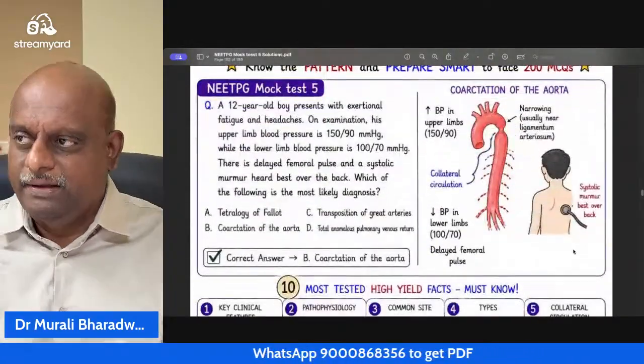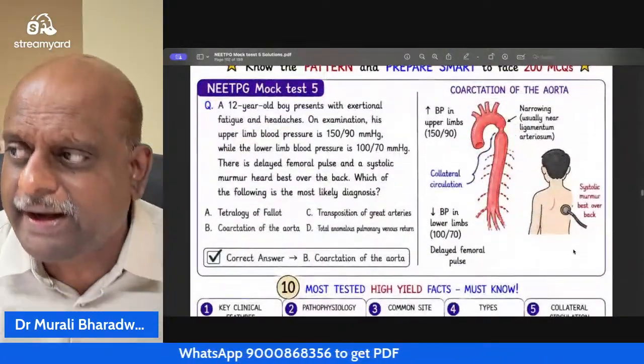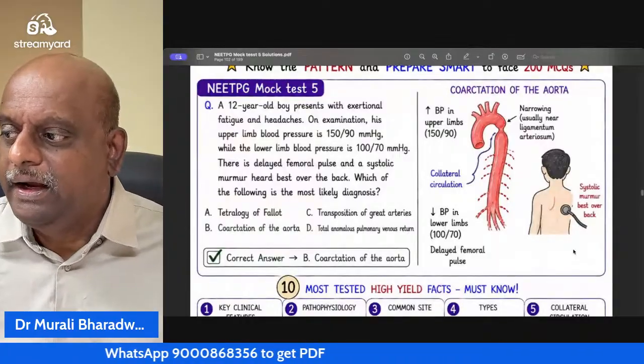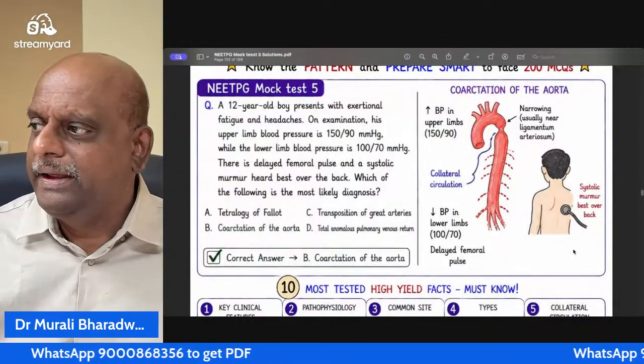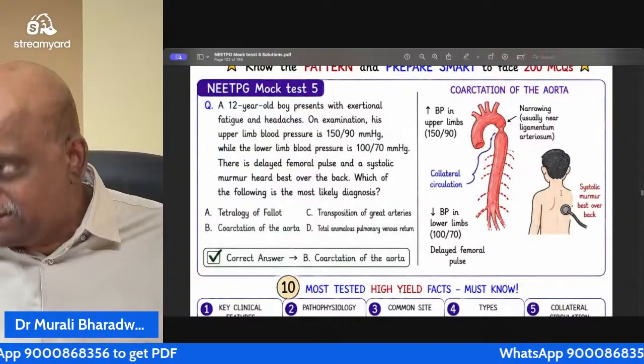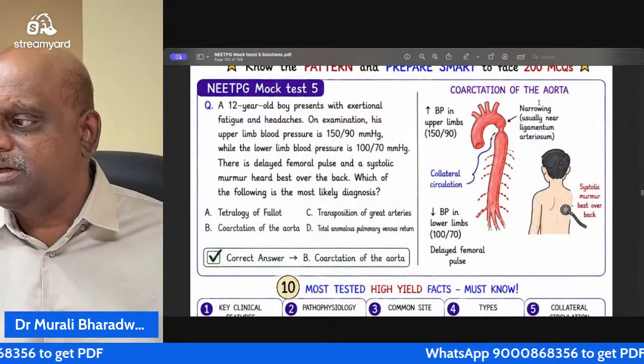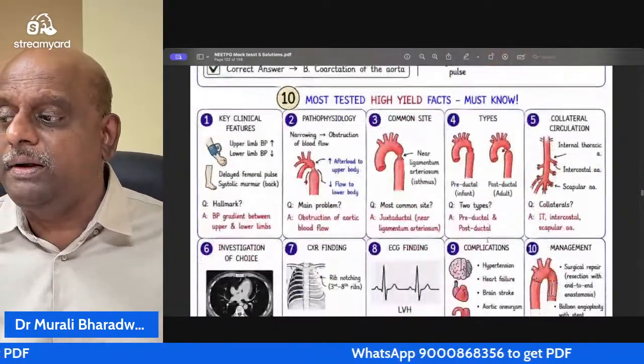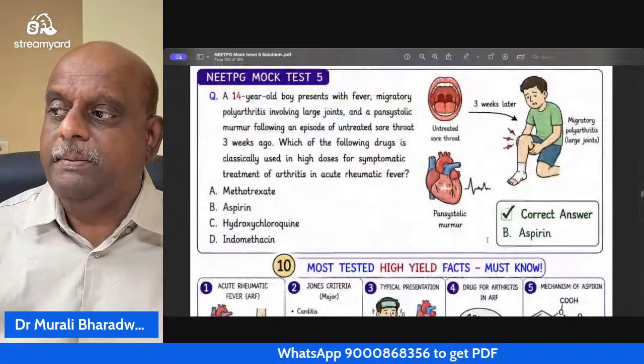A 12-year-old boy with exertional fatigue and headache typically is coarctation of aorta, where there is an increased BP in the upper limbs and a decreased BP in the lower limbs, is what you need to remember.